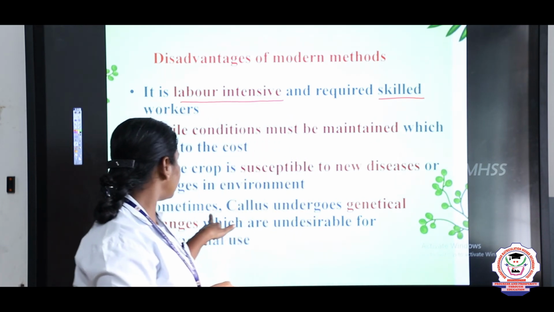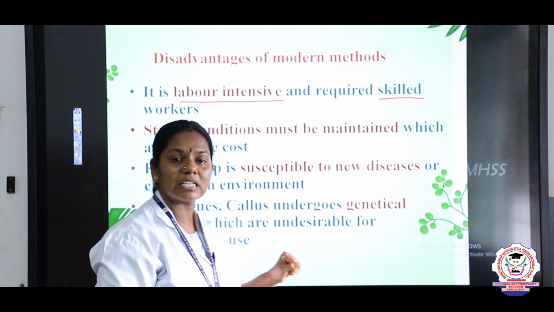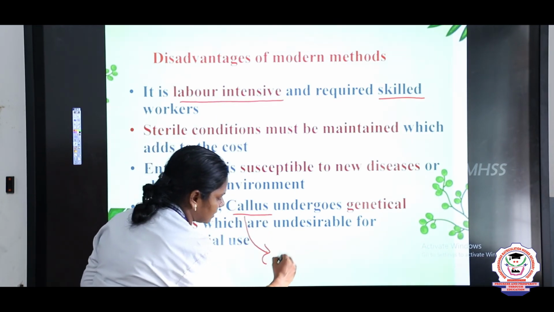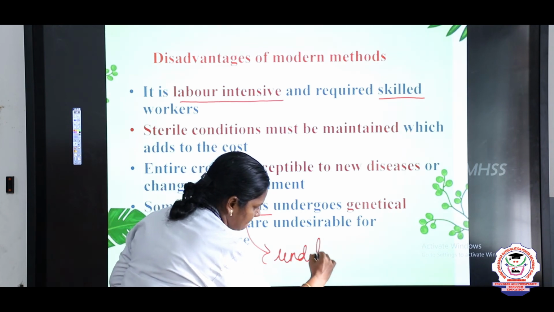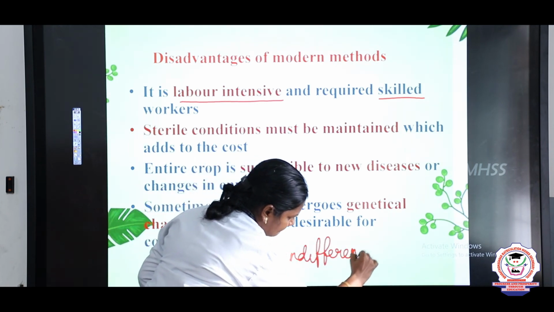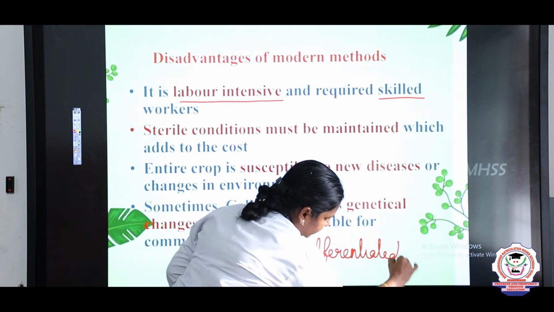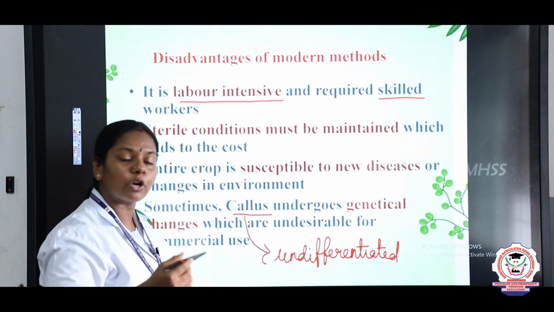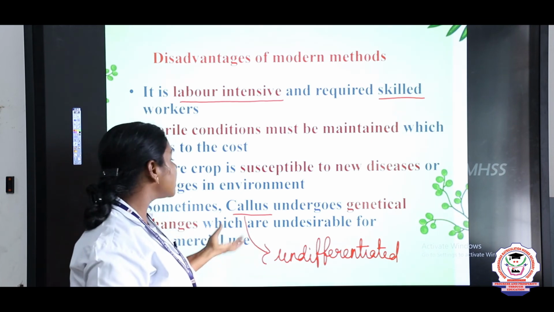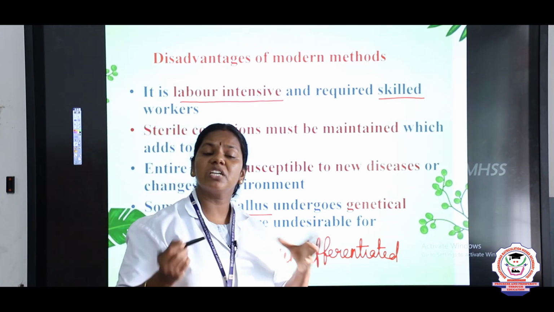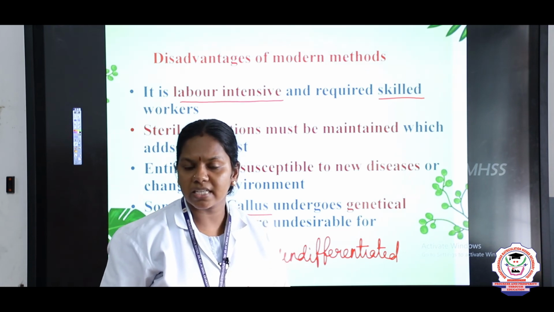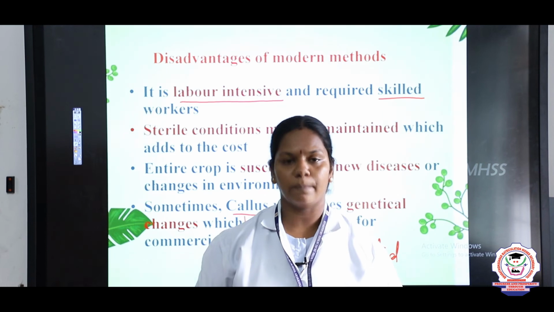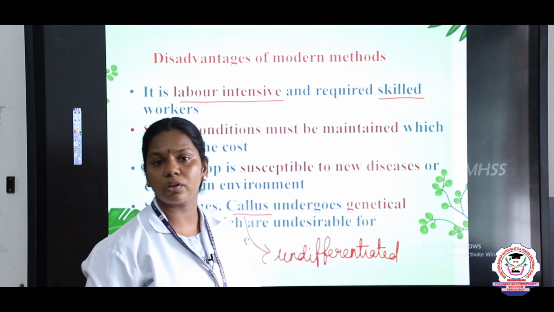And the next disadvantage is about callus. What is a callus, children? The callus is a mass of undifferentiated cells. The callus undergoes some development and produces plantlets. Sometimes these calluses undergo some genetic changes so that they cannot produce the desired quality of the product. So these are all the disadvantages of the modern method.